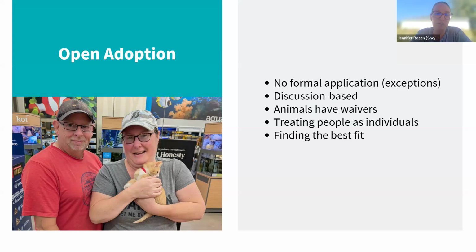So it's a lot of conversation to do matchmaking instead of using a formal application. Because you can say, I don't have a fence, or I'm going to keep my dog in a fenced-in yard. But what does that mean? We want to understand, because that's not necessarily a bad thing. It could be a good thing. Some people can't even have fences in their area. So that's what we're really talking about when we're talking about open adoptions.